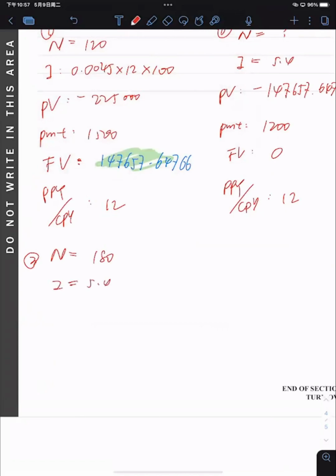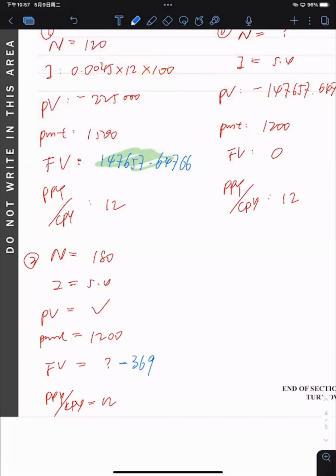I is equal to 5.4. The PV is still the same. The payment is still the same. And the final value, that is the thing you're looking for. PPY, CPY is equal to 12. Now, after you redo your numbers, you can work out the future value. That is negative, right? Negative $369. It's $368.999, so you can round to $369.